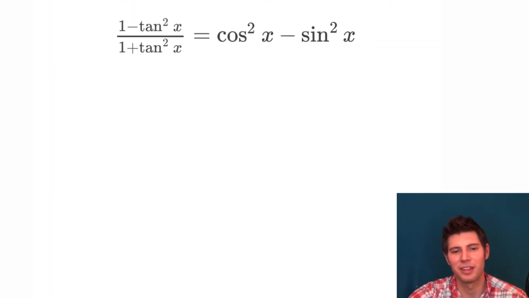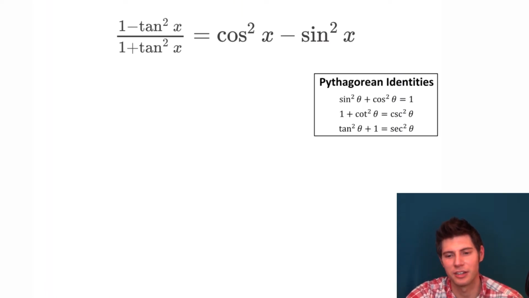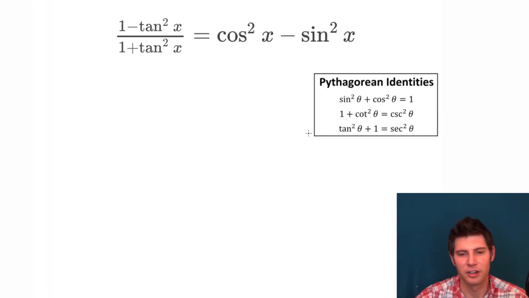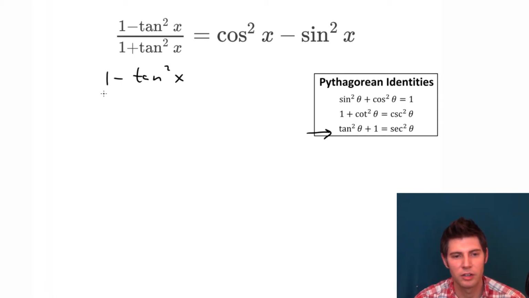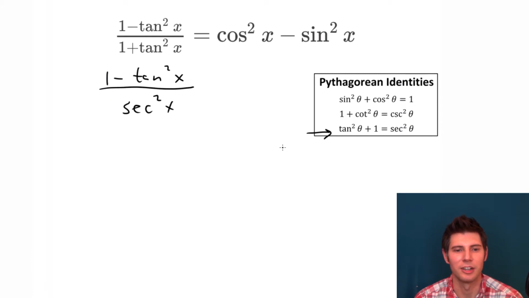So first thing I notice about this one is 1 plus tangent squared is actually one of our Pythagorean identities. It's this one right here on bottom. Tangent squared plus 1 is the same thing as 1 plus tangent squared. So first thing I'm going to do is clean that up. I'm going to rewrite this as 1 minus tangent squared of x over, and then change that into secant squared of x because of our Pythagorean identity.